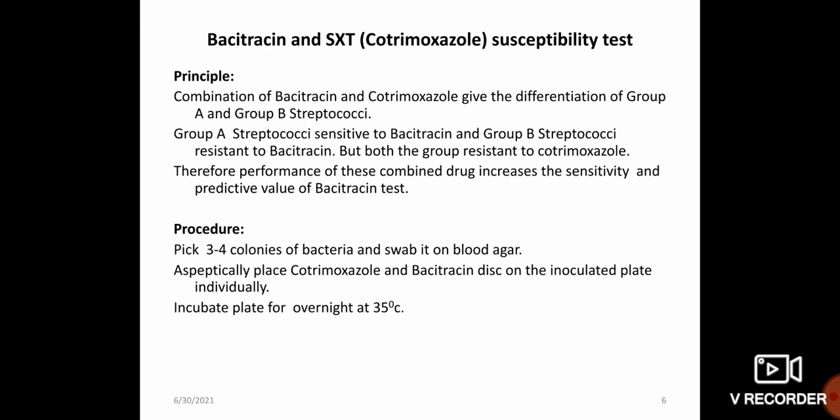Here, well isolated beta hemolytic colonies of a similar type, we will take 3-4 colonies and inoculate them on blood agar, and we will put a disc of bacitracin and cotrimoxazole with the disc distance about 15 millimeter. It is a very important part. Always the discs have to maintain a distance of at least 15 millimeter, or farther you can keep, but nearer than that should not be kept. And then the plate will be incubated at 35 degrees Celsius, in a carbon dioxide incubator we can keep for 18 to 24 hours.